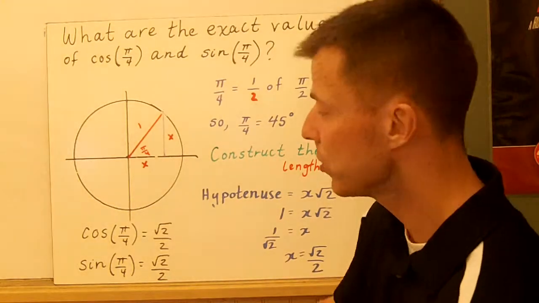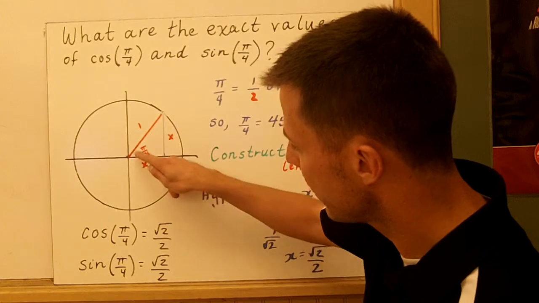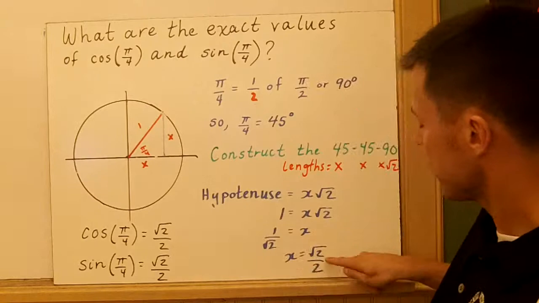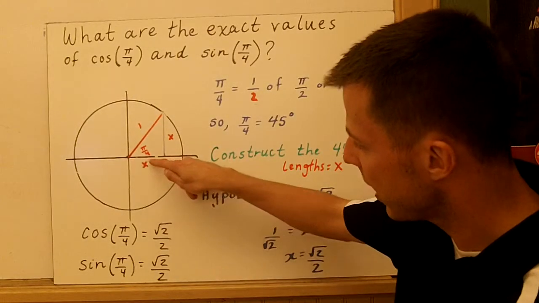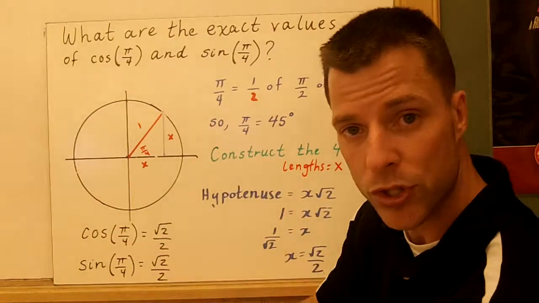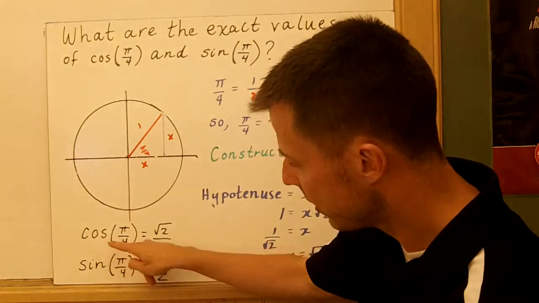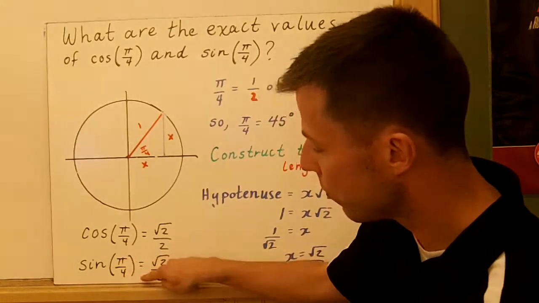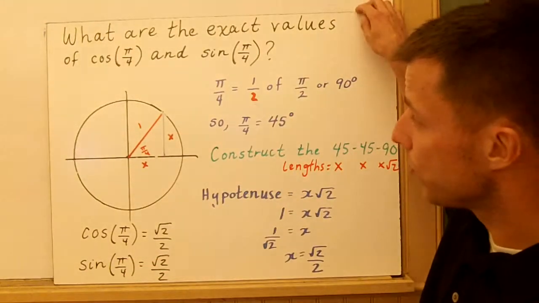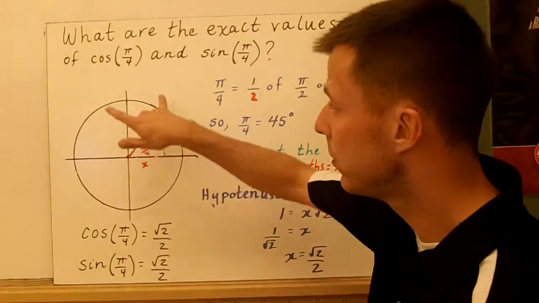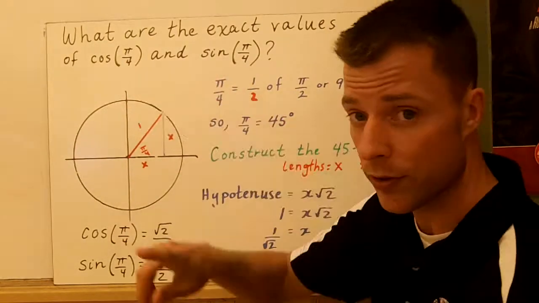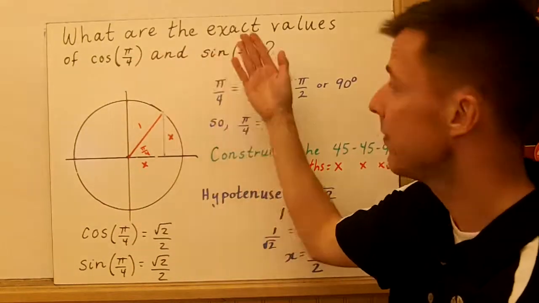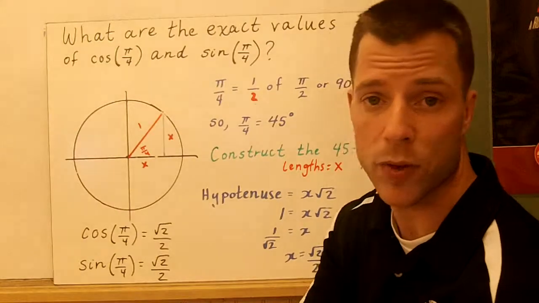So if x is root 2 over 2, we've labeled across from the 45-degree angles is x. And we know that the hypotenuse is 1. So if x is root 2 over 2, that means these two lengths are the same. They're both root 2 over 2. So the cosine of pi over 4 is root 2 over 2. And the sine of pi over 4 is root 2 over 2. Okay, so again, be careful. If I know the angle measure, whether it's in degrees or radians, and I want to find cosine of an angle measure, sine of an angle measure, I'm looking for the x or y coordinate.